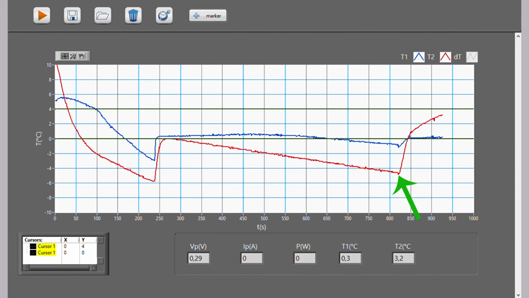If we reverse the Peltier cycle and switch to heating mode, we see that the temperature of the tray rises rapidly, while the temperature of the ice rises up to 0 degrees Celsius to remain until the complete melting of the ice.